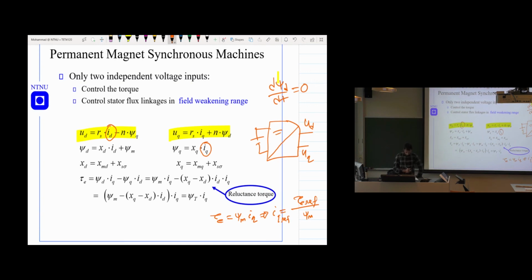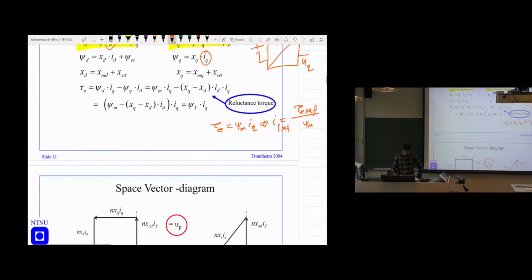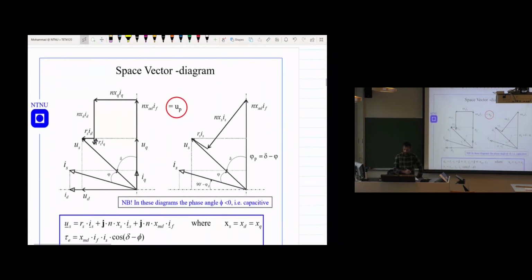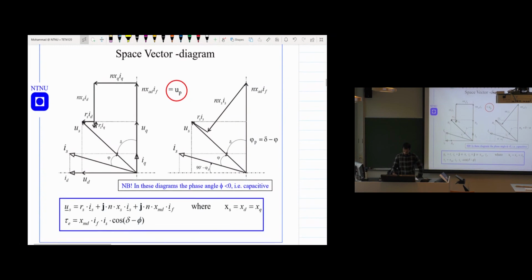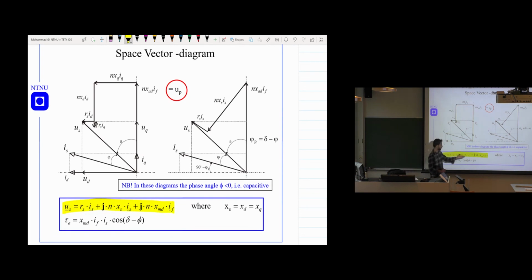So this is the steady state operation, and if we look at the space vector diagram for the machine, this is the space vector diagram. I think Roy was discussing a lot about this space vector diagram. This space vector diagram came from this complex vector calculation. So we have this Us, and thus this gives us these two space vector diagrams.